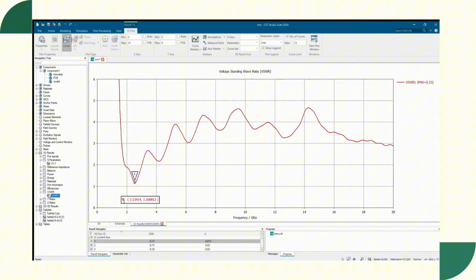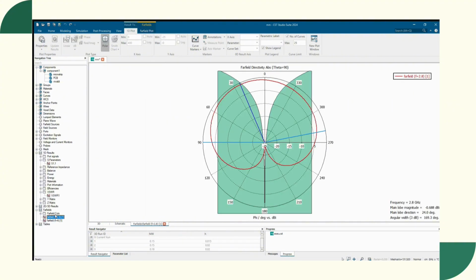And secondly is VSWR, voltage standing wave ratio. It gets 1.16 or 1.15. I mentioned this in the report in the literature review also. It means it gets a minimal signal reflection, so it is good in the noisy environment. And lastly is the radiation pattern, a directional radiation pattern focused on fault detection only.